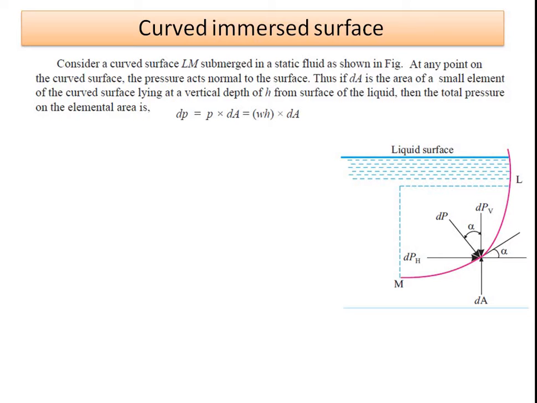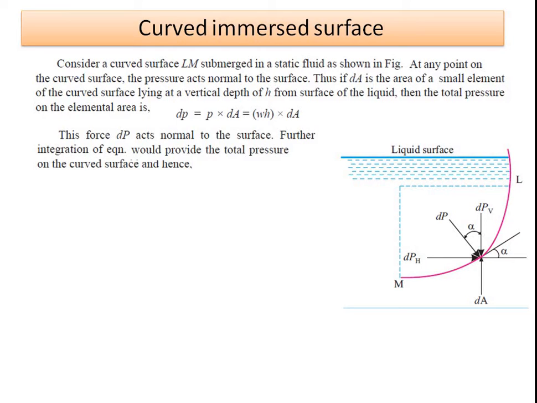Now, what is p? p is nothing but the pressure, rho g h. Here rho g is nothing but w, so pressure p is w into h, and the cross-sectional area is dA. This force dP acts normal to the surface, and integration of the equation would provide the total pressure on the curved surface. Therefore, total pressure P can be given as the integral of w into h into dA. Here w is the specific weight, which is constant, so it comes outside.